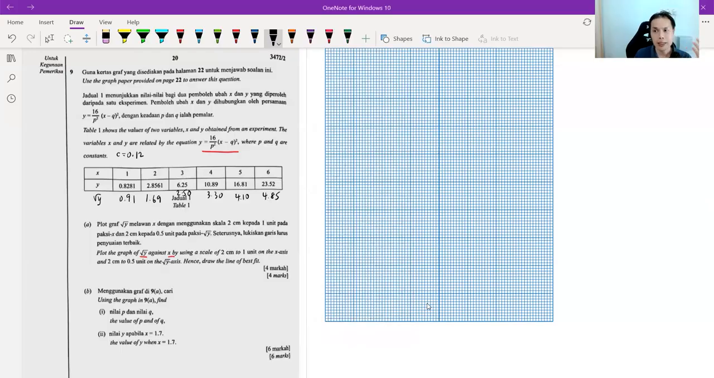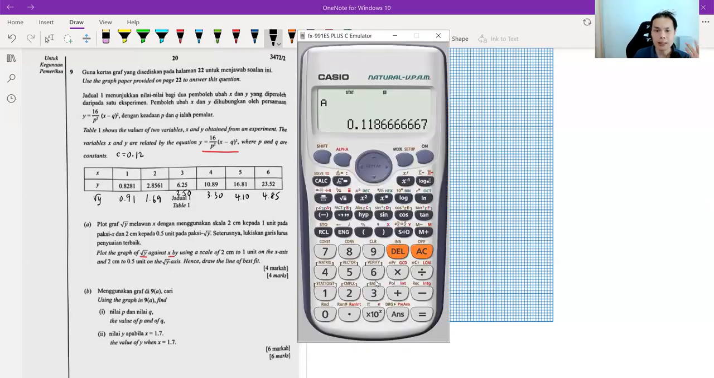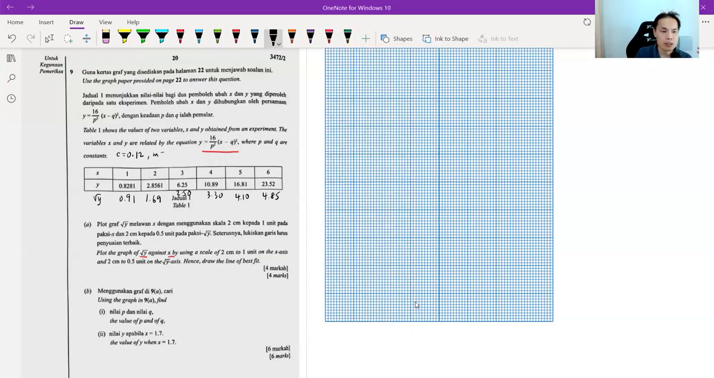So in this case, I know my y-intercept is 0.12. You might get slightly more or slightly less, but it doesn't matter, around there, 0.118. If you want to find your gradient, shift 1, press 5 for regression again, press 2 for B, press equals, and this is your gradient, 0.79. My gradient is approximately 0.79. Okay, so let's begin. We start plotting the graph now, knowing that our gradient and y-intercept should be these two values.